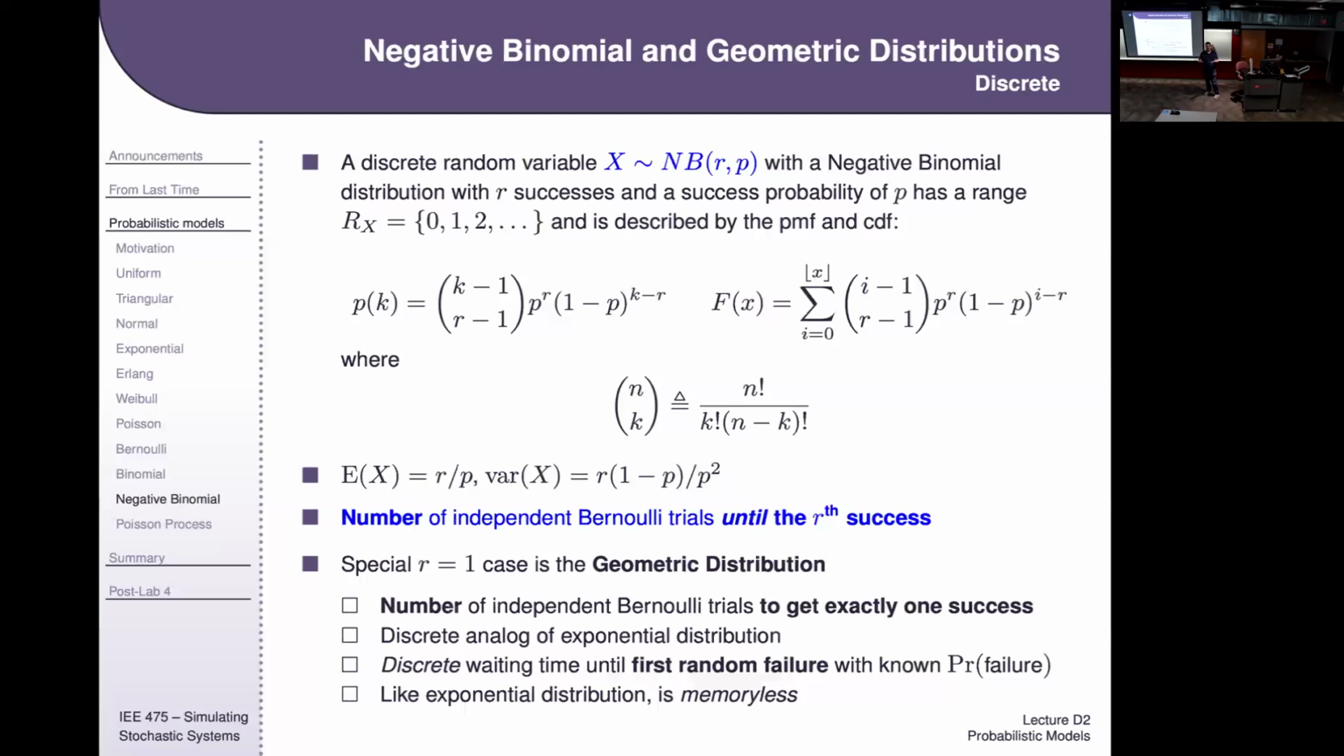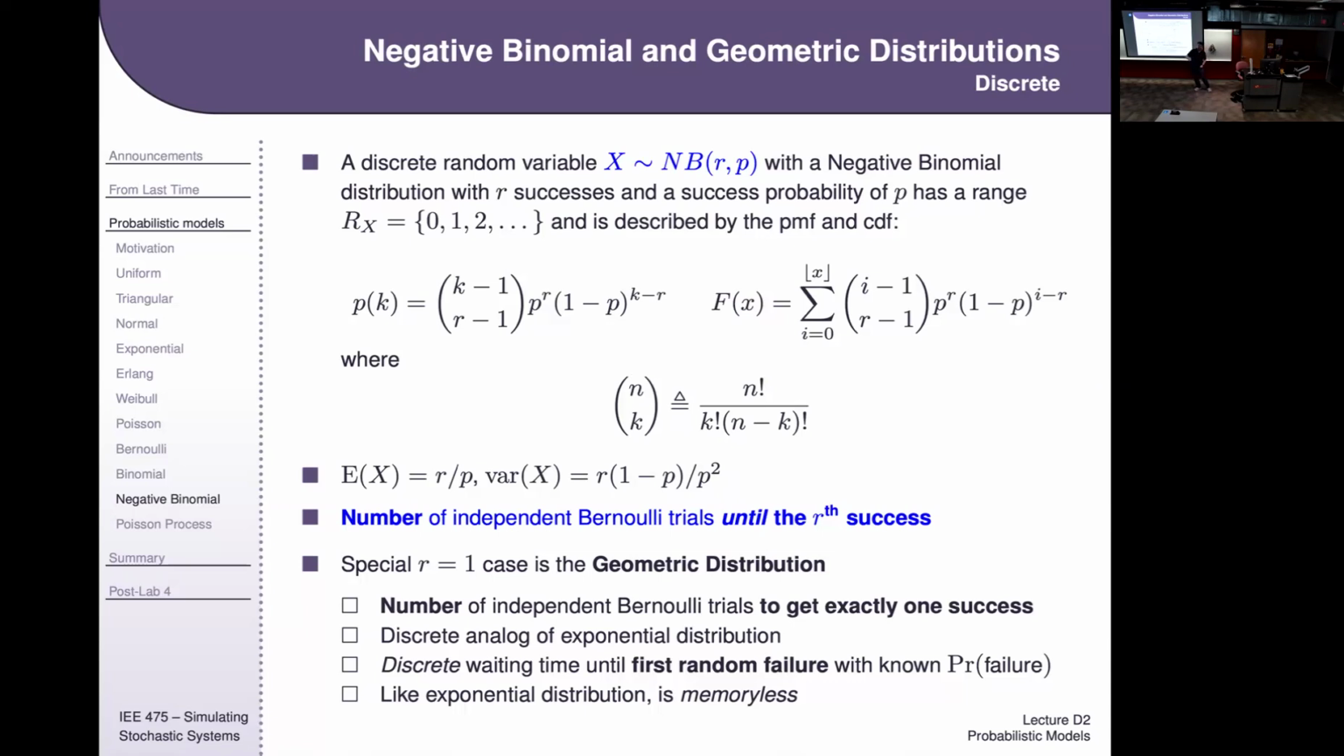A modification of that is the negative binomial. This is a different way to count. Rather than having a fixed number of trials and asking how many successes or failures, however you phrase it, here we ask how many trials I need until I get a certain number of successes or failures. It's a discrete random variable, a count, a distribution with R successes and a success probability of P. It's the number of independent coin flips, that's what I mean by Bernoulli trials, until the Rth success.